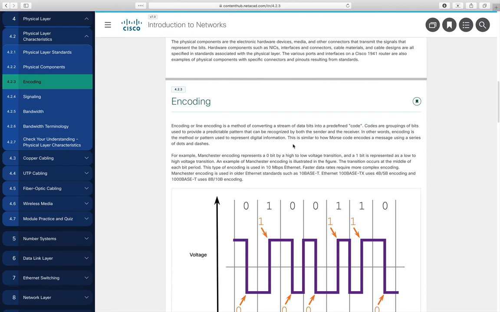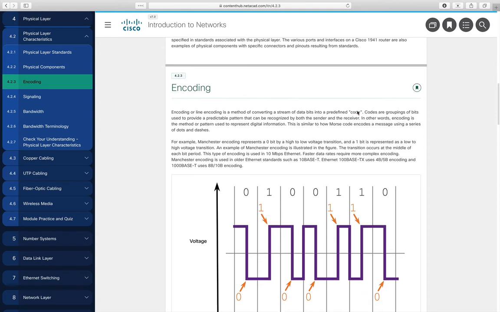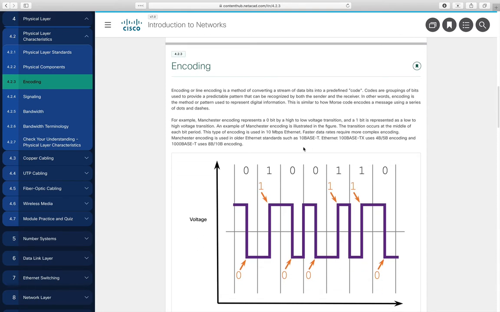So basically, as they say here, encoding is a method of converting a stream of data bits into a predefined code. So we have ones and zeros that make up the information that we want to send. And here is one of the first encodings that was used for sending digital data, that is ones and zeros, over the internet. I don't know if they mentioned that or not, but these little lines that make up the columns here are called a bit time. A bit time is the length of time that is required to transmit a single bit.